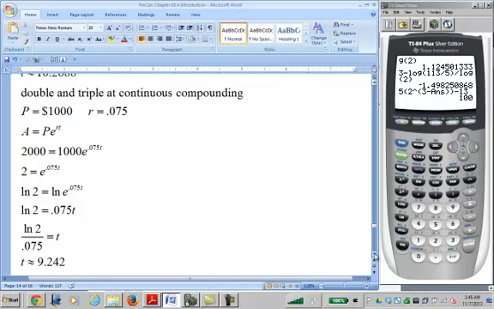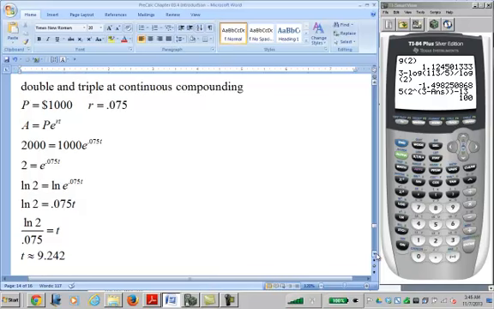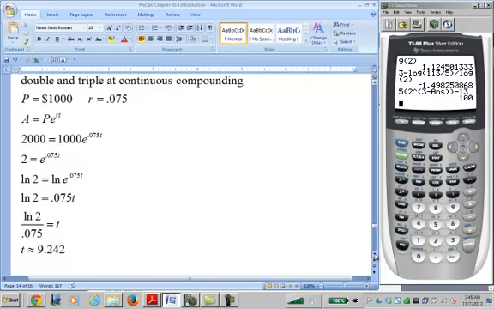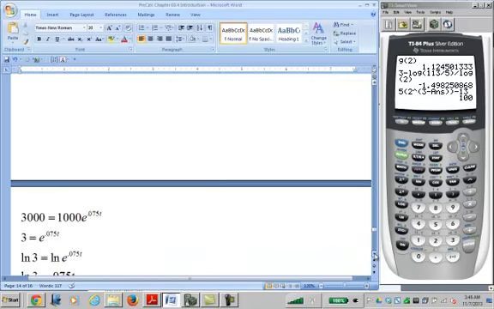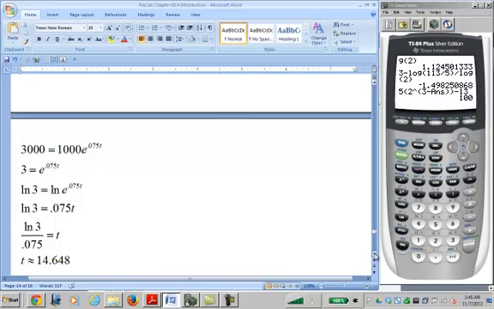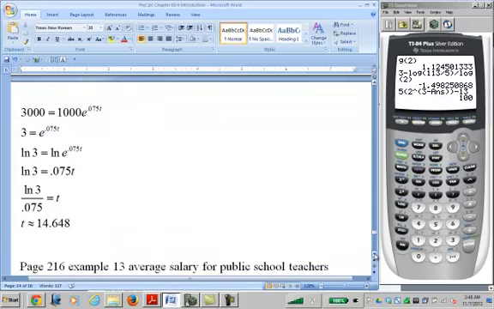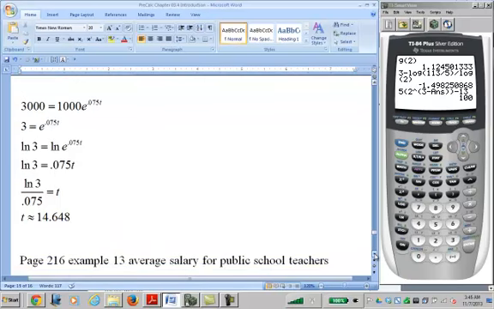Double and triple at continuous compounding. So here's for $2,000. You can see it comes out to the same thing: ln of 2 divided by the rate of interest equals t, 9.242. It's not going to matter how much money it is. Now tripling: 3,000 equals 1,000 times e to the rt. That's 7.5. It doesn't take long at this rate of interest, which is unheard of, but whatever.